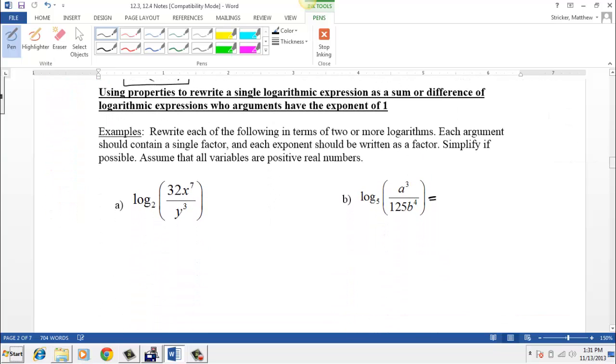And then we can also work backwards. We could work in the other direction. I could split a log up using all the properties we've talked about. So I could take this first example and I could rewrite it as log base 2 of 32, because 32 is on the top, and then we have another positive logarithm, log of x to the 7th, that's again base 2, and then the y to the 3rd is down below, so that's going to be a negative log base 2 of y to the 3rd. Hopefully that makes sense.